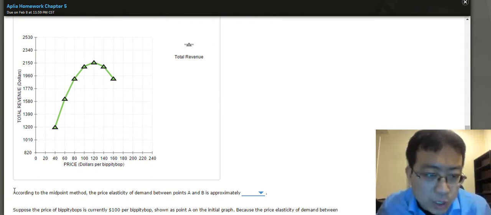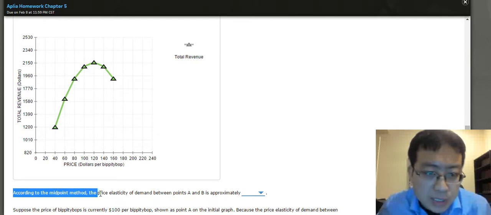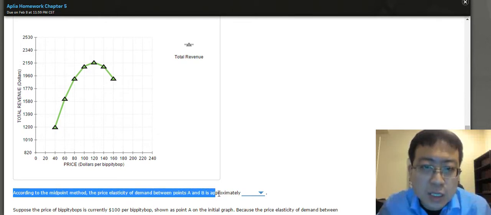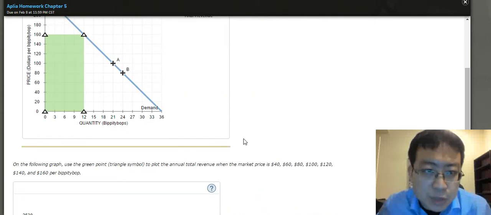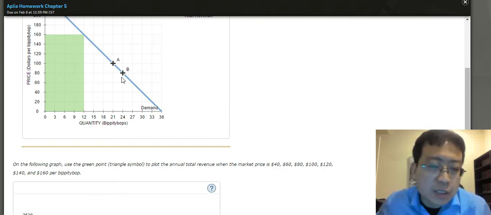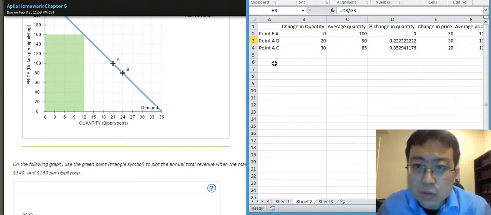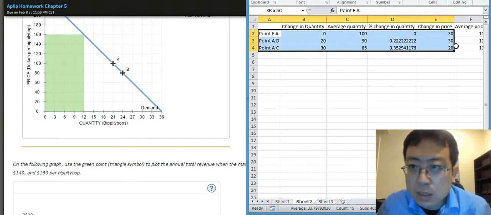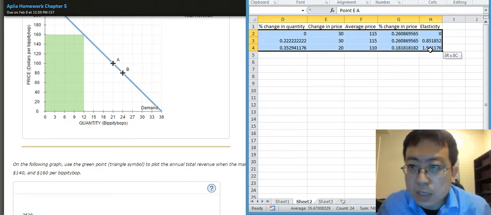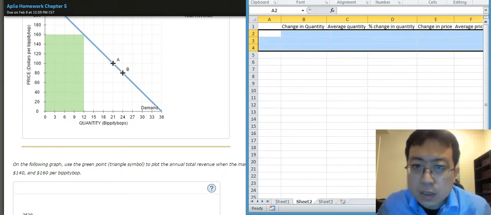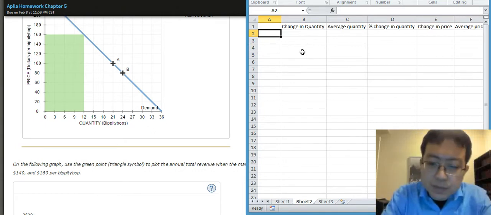Next question: according to the midpoint method, the price elasticity of demand between point A and B is approximately how much? Our point A and B is right here, so this is point A and this is point B. Again, we're going to use the calculation to find elasticity. Again, I would like to use my Excel. This is my best friend over here. So let me clear this out, clear content.